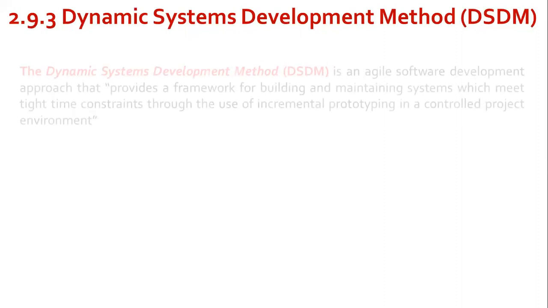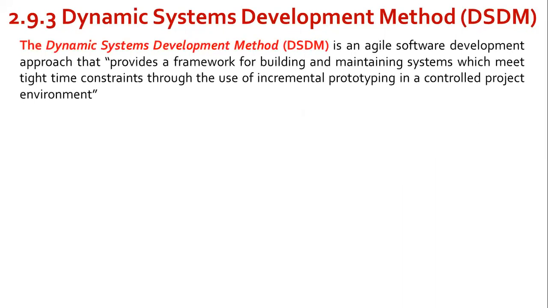Now coming to the third agile method, that is the Dynamic System Development Method, DSDM. Here the Dynamic System Development Method, DSDM, is an agile software development approach that provides a framework for building and maintaining systems which meet tight time constraints through the use of incremental prototyping in a controlled project environment. The DSDM philosophy is borrowed from a modified version of the Pareto principle, which is that 80% of an application can be delivered in 20% of the time.